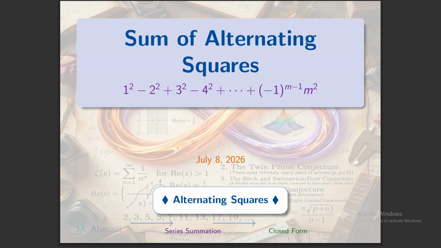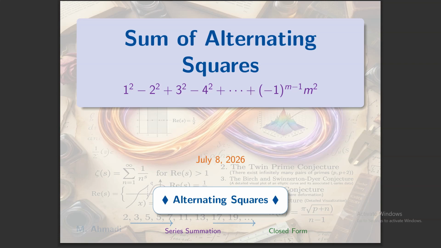Today we are going to explore a fascinating problem, finding the sum of alternating squares. The series is 1² − 2² + 3² − 4² and so on, up to (−1)^(m−1) · m².